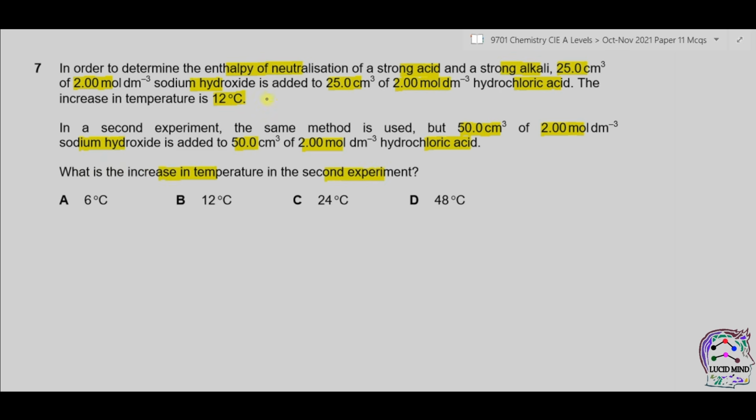They have given the rise in temperature in the first experiment, delta T, which is 12 degrees centigrade, and they are asking about the same in the second experiment. Now you should remember that for the enthalpy of neutralization of a strong acid against a strong base, the enthalpy change value is always constant.